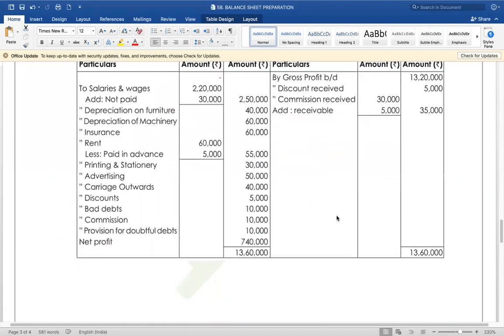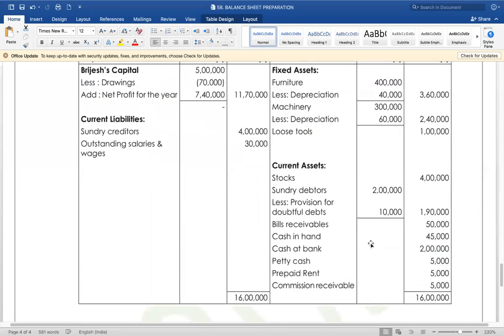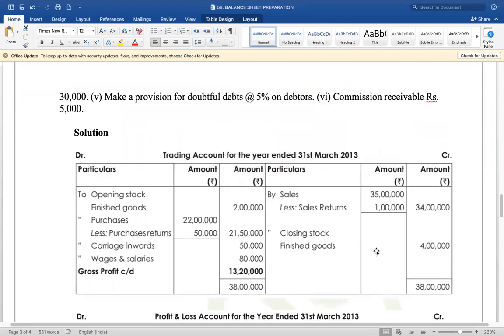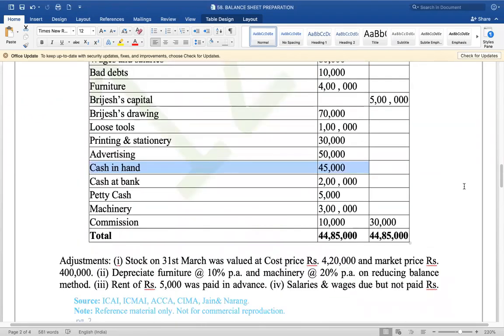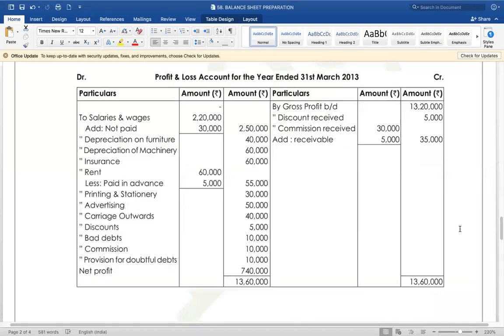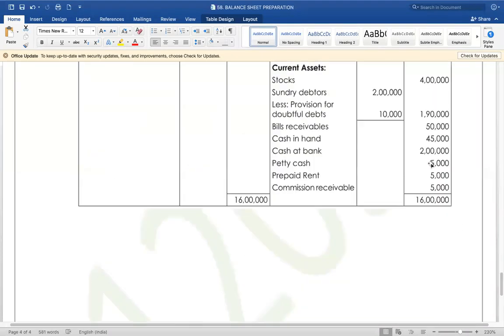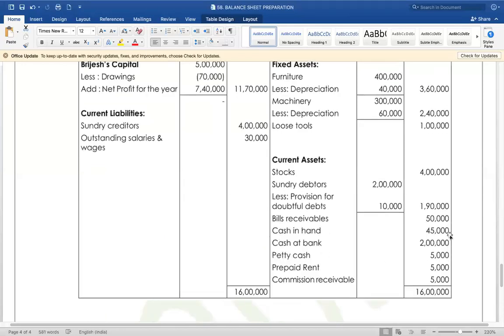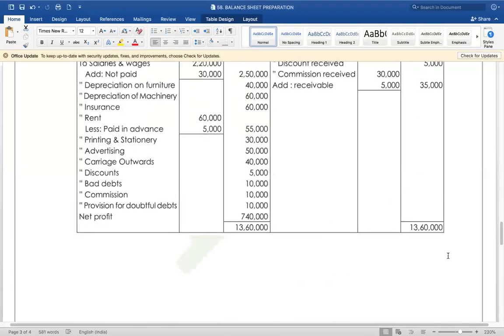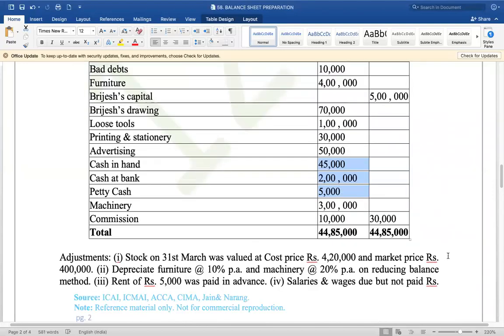Cash in hand is an asset. Okay, cash in hand, 44,000. Cash at bank also is an asset. And if it's a petty cash, 5,000 also is an asset. Look at this. All cash items, whatever it is. Cash in hand 45,000, cash at bank 2 lakhs, and petty cash. All these three are assets. Right? Then machinery 3 lakhs.